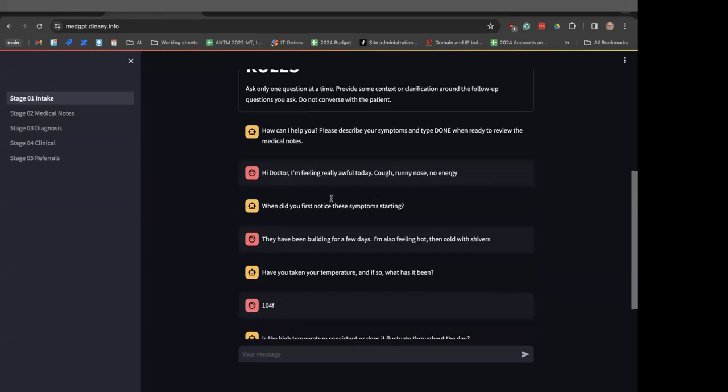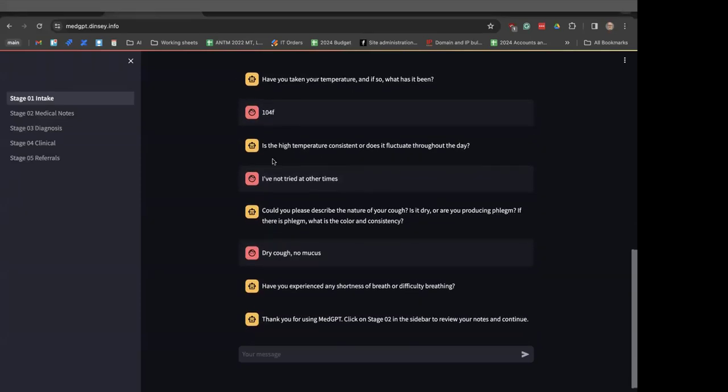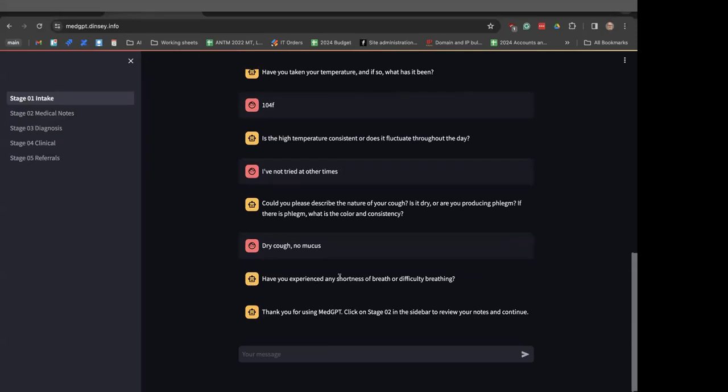And I've gone for flu. So I've said I've got a cough, runny nose, no energy, etc. I'm feeling hot and cold. It asks me what my temperature is. I've given it 104 Fahrenheit. It asks further questions. It then asked me about whether I'm producing phlegm, and I had to go off and Google whether or not phlegm is a side effect of flu. It's not, I found out. So dry cough, no mucus. Have you experienced any shortness of breath? And at this point, I've just typed there's a keyword which is done to say I've finished the process.